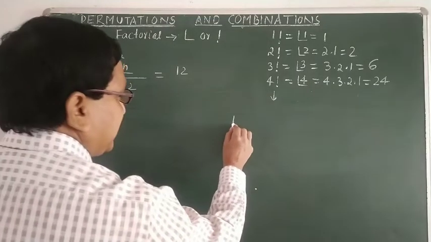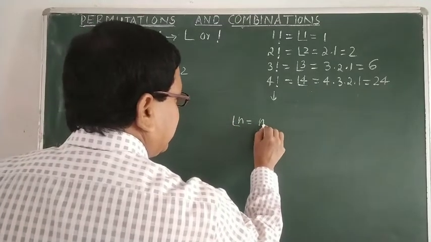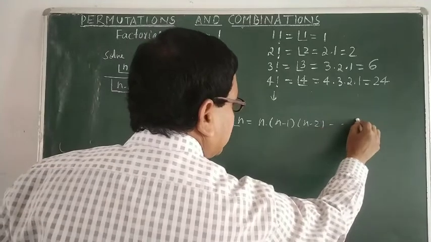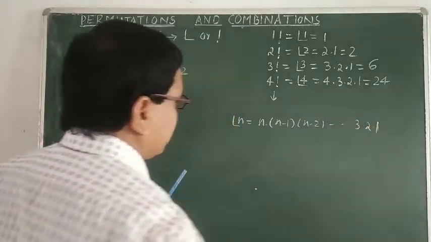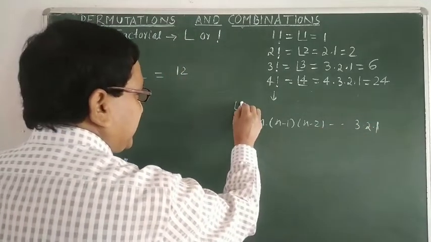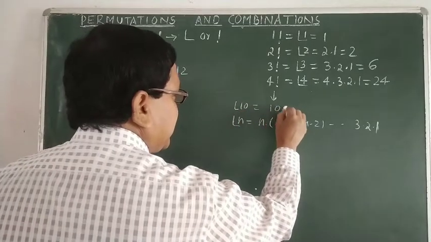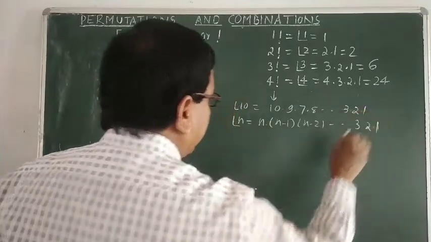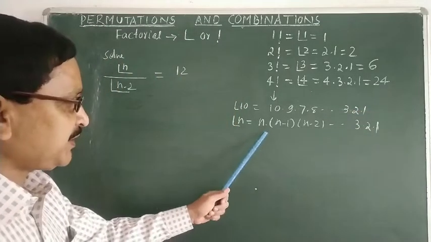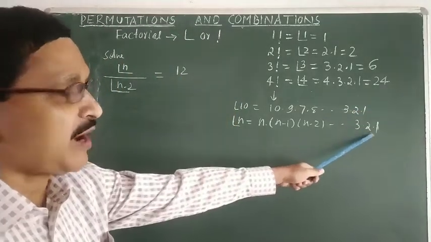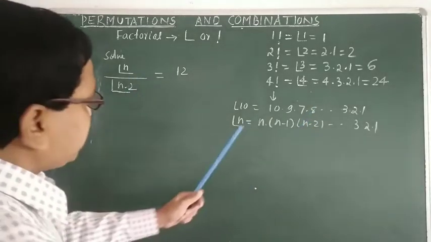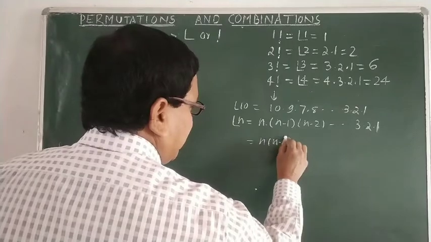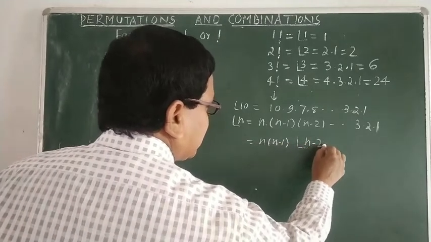So this factorial n can be written as n, n minus 1, n minus 2, and so on, 3, 2, 1. Like factorial 10 can be written as 10 into 9 into 8, and so on down to 3, 2, 1. Likewise, this can be written at a difference of 1, we are moving towards 1. So you have to cancel factorial n minus 2. So if n into n minus 1 is taken common, we are left with factorial n minus 2.